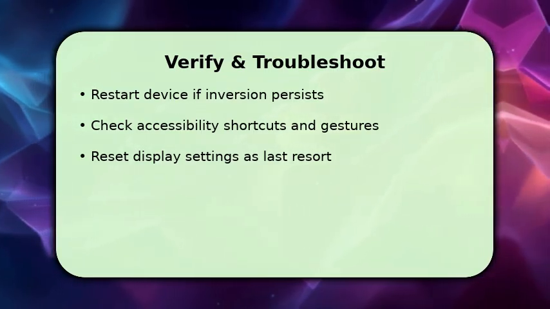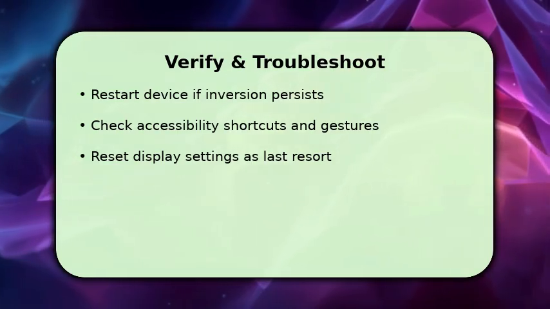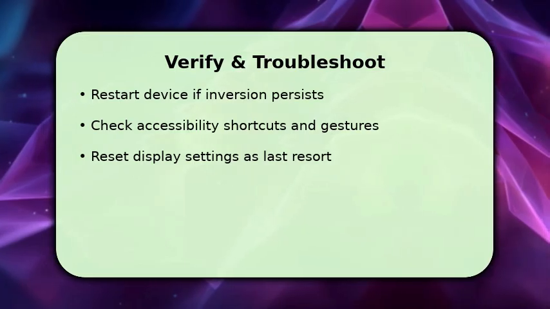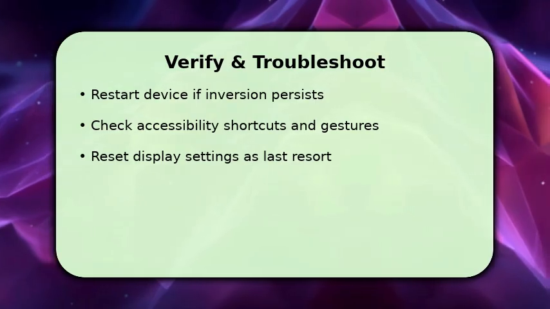If problems continue, reset display or accessibility settings to defaults, but only after you note customized preferences. One key troubleshooting tip: if restarting and shortcut checks fail, temporarily enable and then disable the invert.